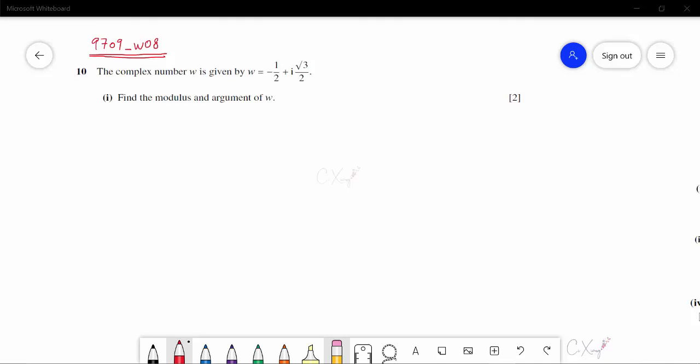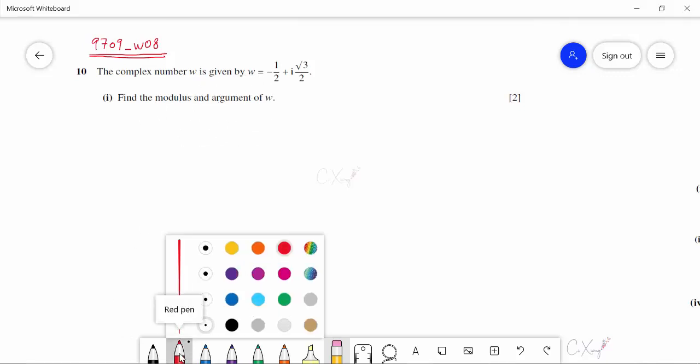Okay, so we will discuss this complex number question from the October-November 2008 paper. It is from the winter 2008 session, and the complex number question is question number 10. Here they give us a complex number w, which is given by negative half plus square root 3 over 2 i. They want us to find the modulus and also the argument of w.